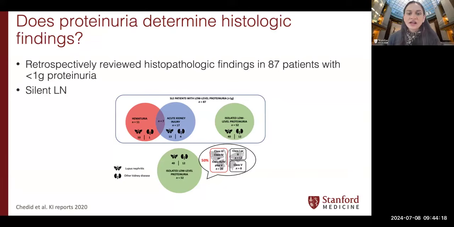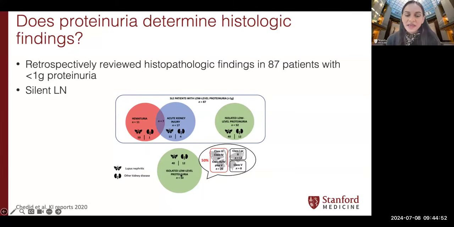A lot of the trials will use that 500 milligram cutoff, but this trial, Chadid et al. from Hopkins in 2020, retrospectively looked at the pathology of 87 patients that had less than a gram of proteinuria. I think the average was around 650 milligrams. The patients that didn't have hematuria, didn't have acute kidney injury, just had proteinuria, were about 52 patients. So 52 of those 87 patients, about 60% of the patients.